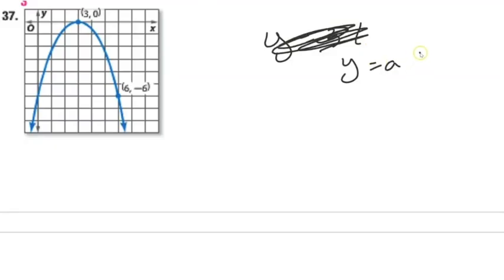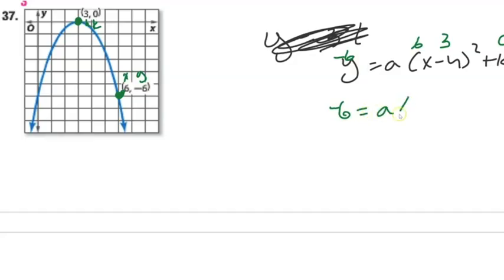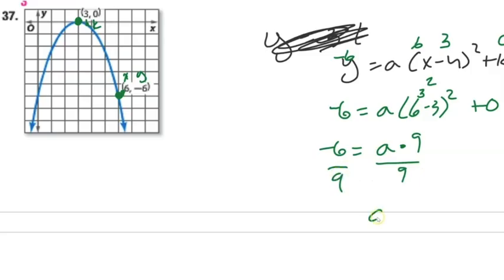Y equals a times x minus h squared plus k. Find my vertex right there. My vertex, that's my h and k. This is 3 and this is 0. We use the other point to help us find a. This is our x and our y. This will be 6 and this will be negative 6. Negative 6 equals a, 6 minus 3 squared plus 0. That's just going to be 3 squared. Negative 6 equals a times 9. You want to get a by itself, divide by 9. And a equals negative 2/3.